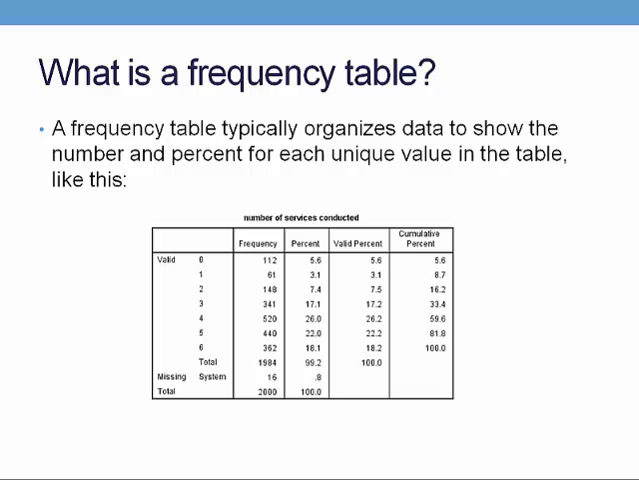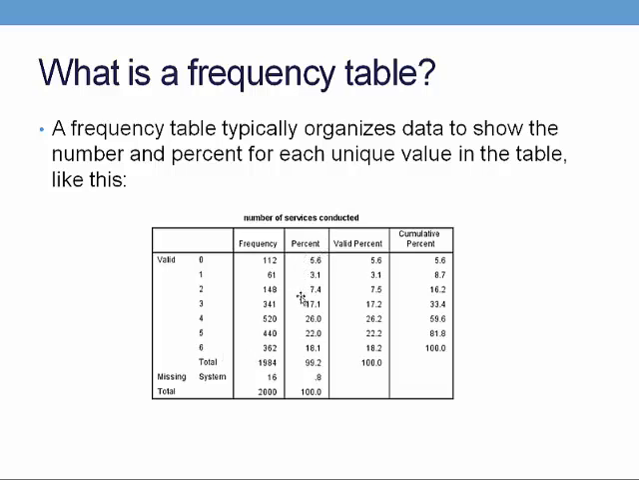The one on your slide shows the number of services conducted by different health departments, and you can see in the left-hand column you've got health departments providing 0 services, 1, 2, 3, 4, 5, and 6, and down here you have some missing data. The first column shows you the number of health departments in each of these 7 different categories.